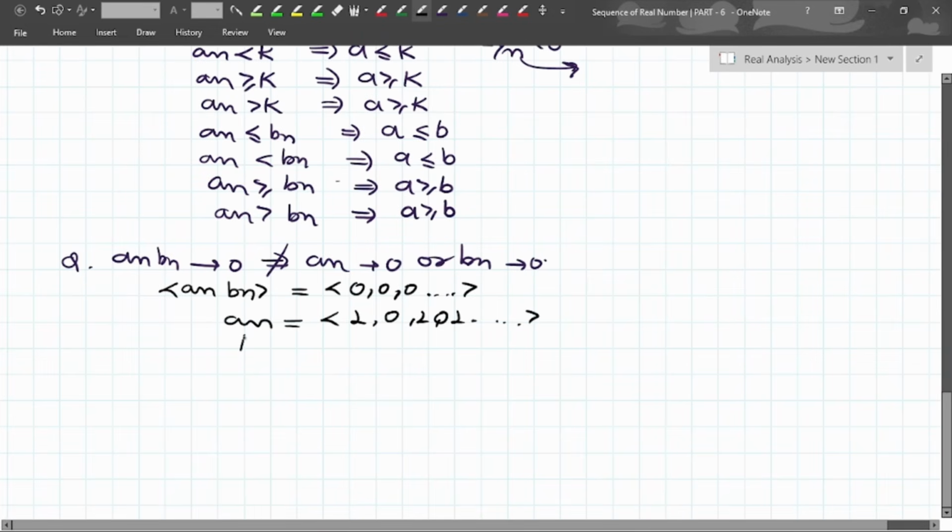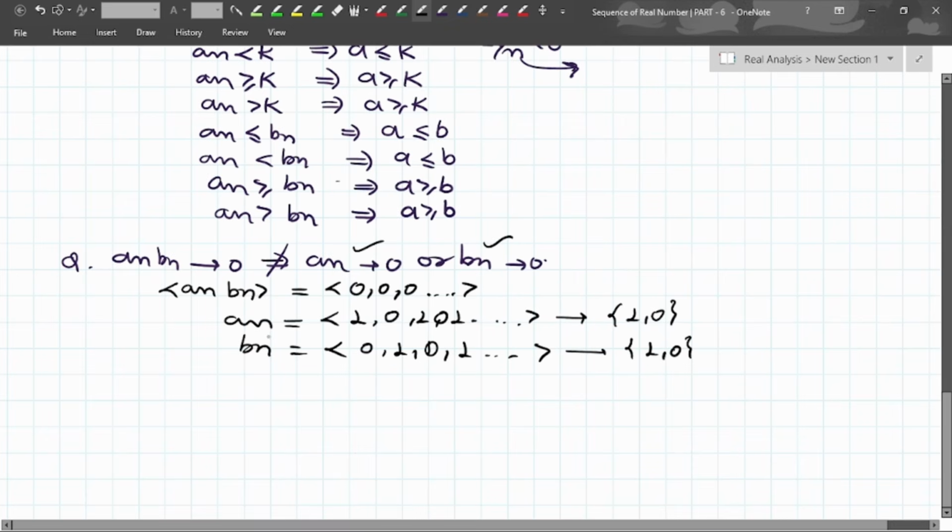I will take this, and if I take bₙ, okay, it is 0 1 0 1. Here it is oscillating. It is also oscillating. It is not like these both sequences are convergent. It is not convergent. It has limit points 1 and 0. Again, it has limit points also 1 and 0. No unique limit point, so the limit does not exist for this.